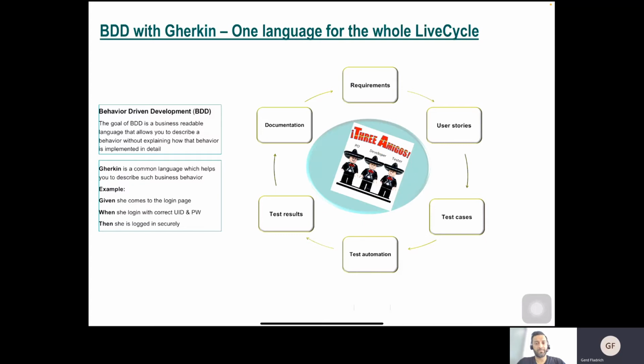This can be written down by a product owner or a business owner who is describing what he would like to have as a new feature. And you see here in the middle are the 3 Amigos. This is a common name in this overall BDD approach, which says these 3 people are talking together from the start on.